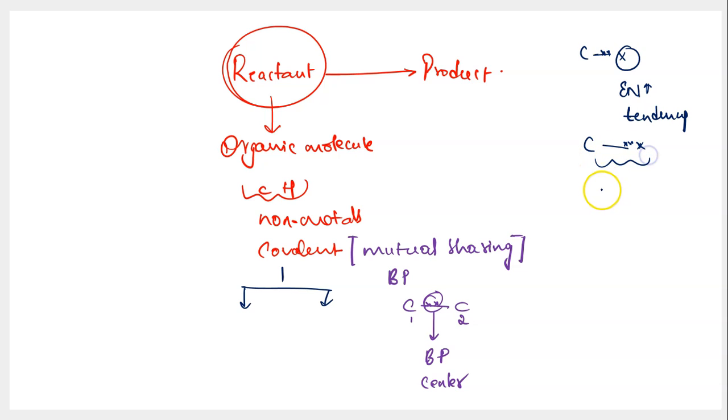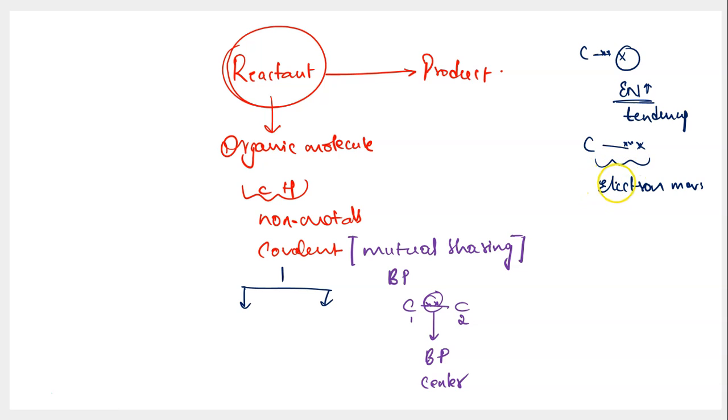So this process is called electron movement. The electrons will be moving in a covalent bond. And why do electrons move? In this example, electronegativity is the reason. But there are so many such examples, so many such reasons due to which the bond pair of electrons in a covalent bond start moving. So today we are talking about that electron movement in the covalent molecules, or in the organic molecules.